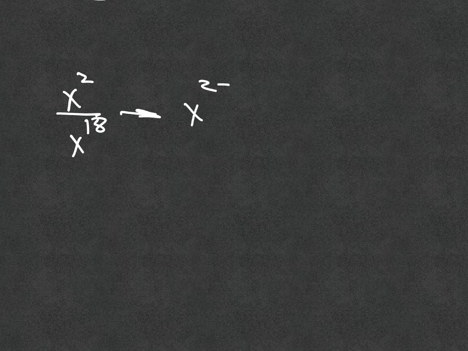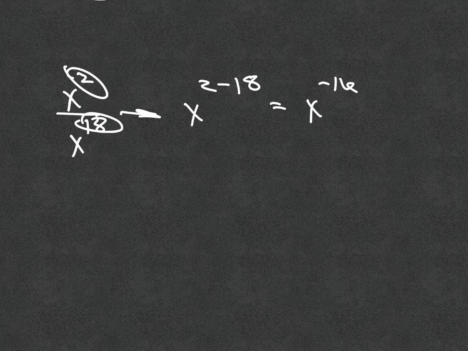So what if I have x squared over x to the 18th power? This is example 10, the second part of example 10. Well, that equals x to the 2 minus 18. Always the top number minus the bottom number. Numerator minus the denominator. And that gives me x to the negative 16.